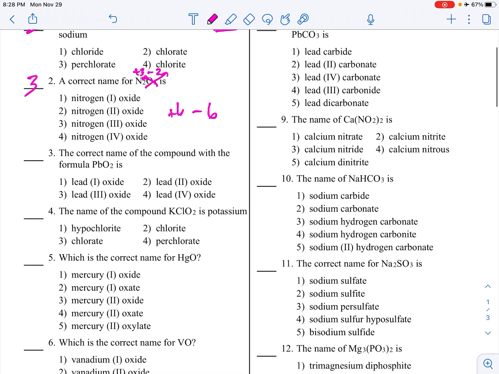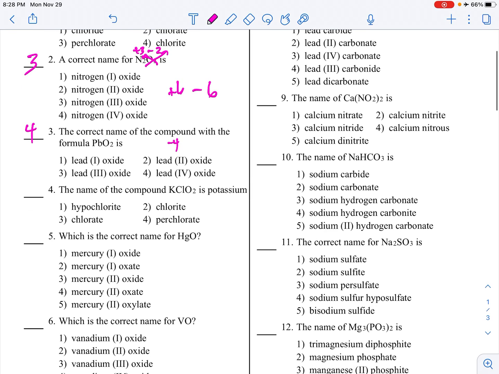The correct name of a compound with the formula PbO2 is, so Pb is lead and O2 is oxygen. Now let's crisscross. Actually, not crisscross, because oxygen is -2. So that gives us overall -4 for the oxygens, so lead would have to be a +4. So lead 4 oxide. And that's where just a standard crisscross would lead you wrong, because you'd say this is a +2, this is a -1. But oxygen doesn't have a -1 charge. So you have to use what you know.